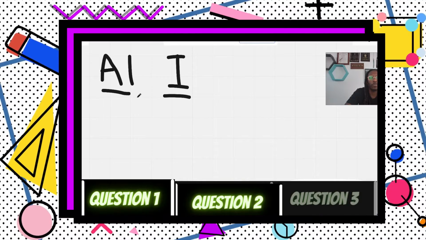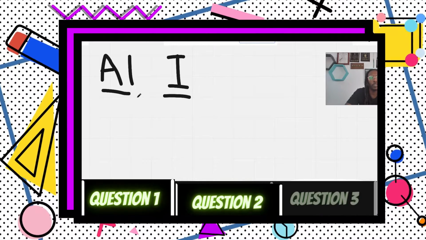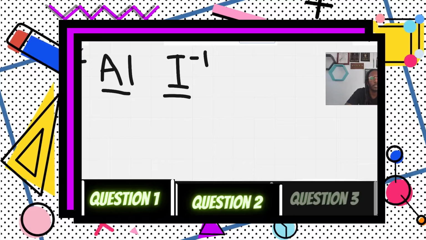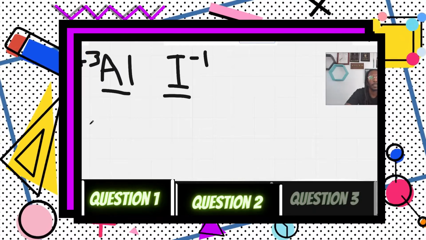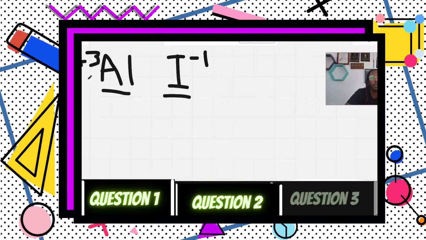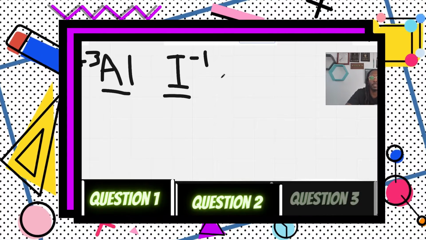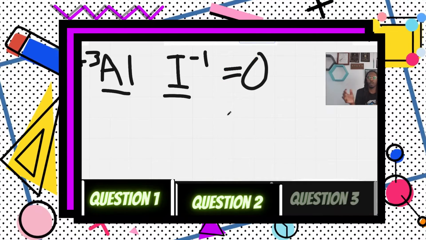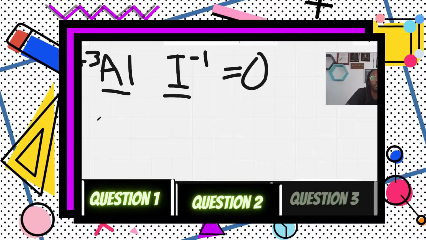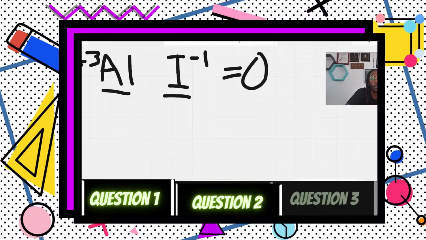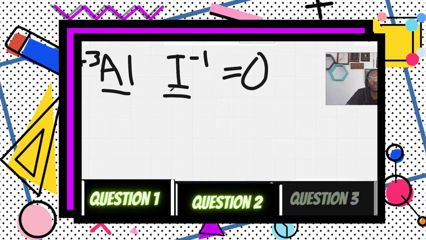Second thing, we need to realize our charges. What are the charges for aluminum and iodine? In this case, that's going to be a -1 for iodine and a +3 for aluminum. Now that I know my oxidation states for both elements, I have to remember that when I combine these together, this is a neutral compound. So we have to equal 0 for our overall charge. How can I get this when I have a +3 and a -1 charge?